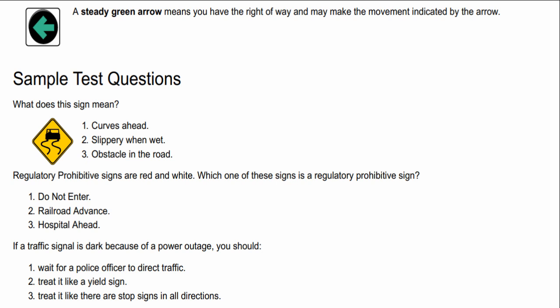Page 7. 3. If a traffic signal is dark because of a power outage, you should A. Wait for a police officer to direct traffic. B. Treat it like a yield sign. C. Treat it like there are stop signs in all directions. Page 13.